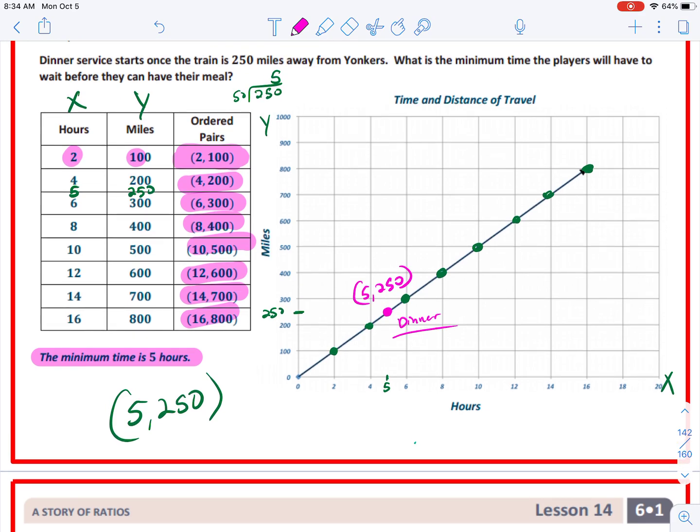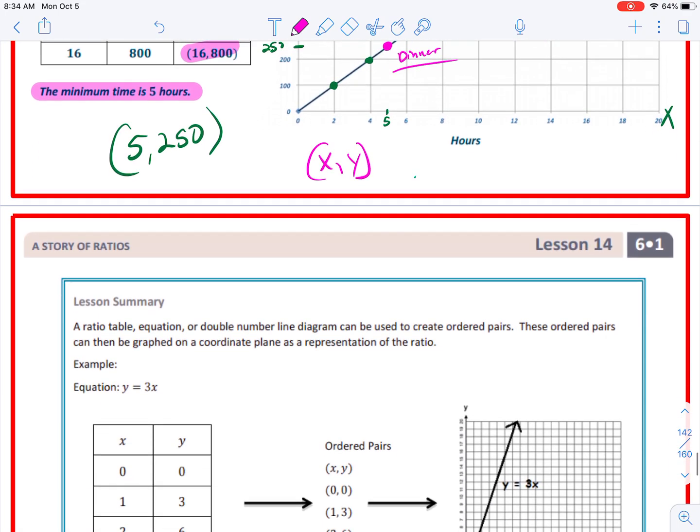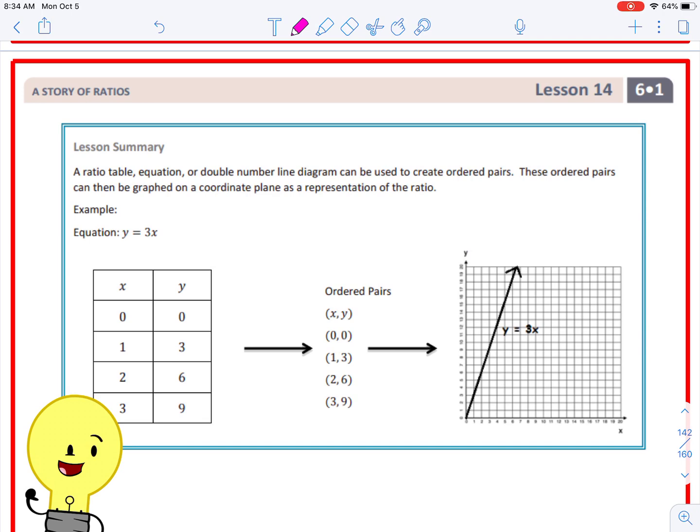If you have any questions about graphs, just remember an ordered pair is X and Y. X is going to represent the first number in your ratio. Y is going to represent the second number in your ratio. You're going to go over horizontal first for X and then up for Y to plot your points. Lesson summary: a ratio table, equation, or double number line diagram can be used to create ordered pairs. These ordered pairs can be graphed on the coordinate plane as a representation of the ratio.